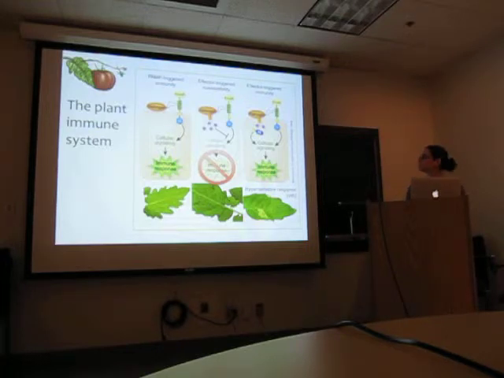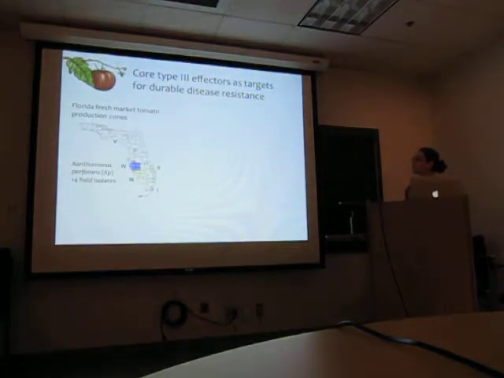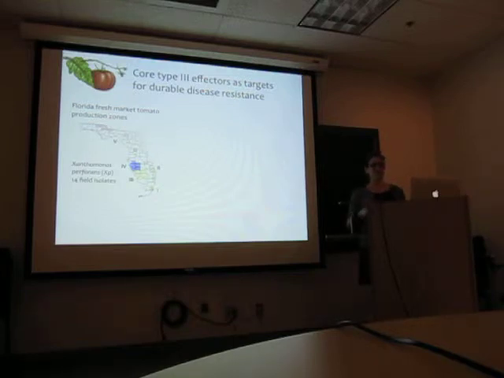of creating durable resistance. And to that end, we're interested in what are the core type 3 effectors that are conserved across many strains of the pathogen, across geographic areas and across time. And we hypothesize that these are the most important effectors for the virulence of the pathogen, and that if we have our genes recognizing these effectors, these will be the most durable in the field.